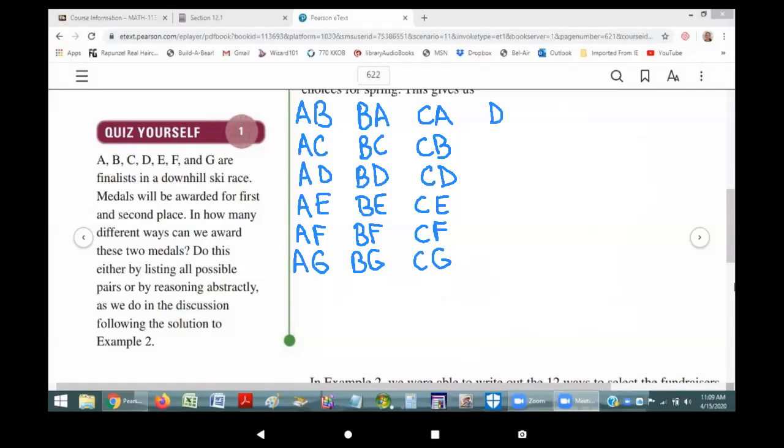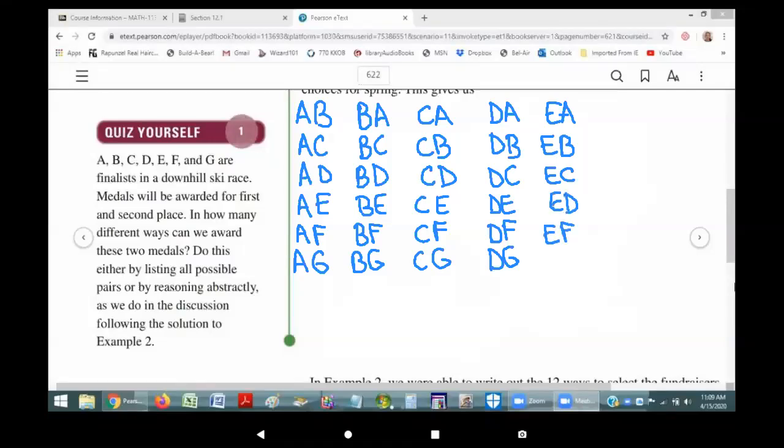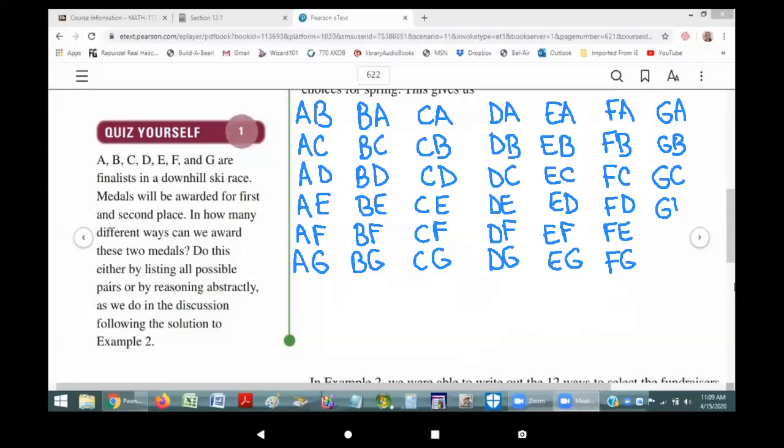If D were to come in first, A could come in second, B could come in second, C could come in second, E, F, G. If E won, F could win and A could come in second, FB, FC, FD, FG, and finally, if G won, we could pair that with AG, BG, CG, DG, EG, and GF.